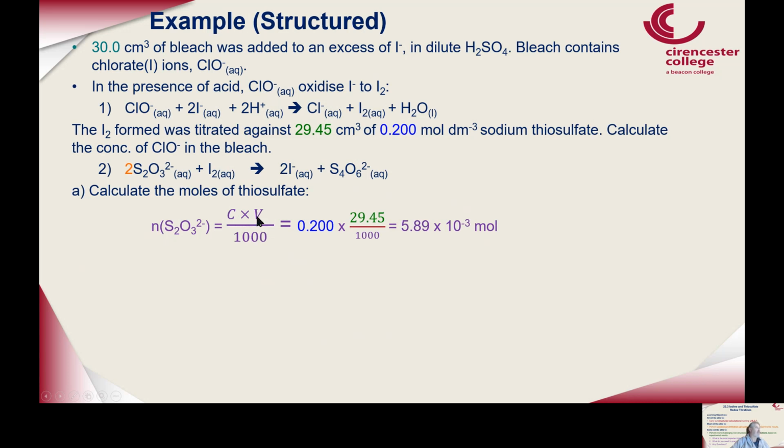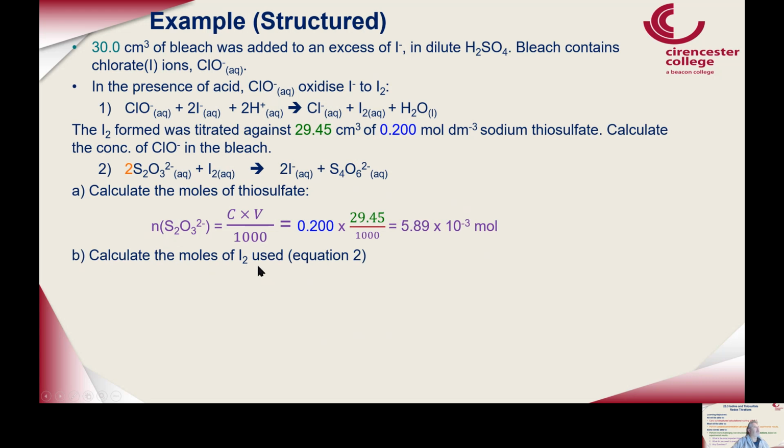Hence, we divide by 1,000 to get from centimeters cubed to decimeters cubed. And here we go. We get 5.89 times 10 to the minus 3 moles. Some of you should probably be able to work out that this is just 0.02945 dm cubed and won't need to divide by 1,000. So you can do it either way. So we've got the moles of thiosulfate.